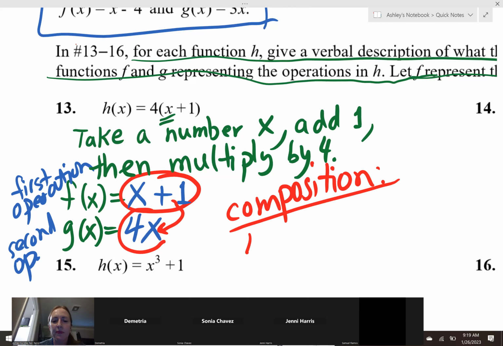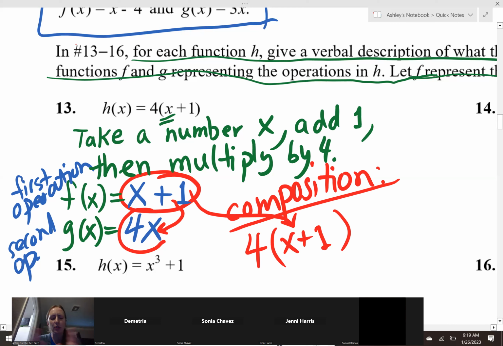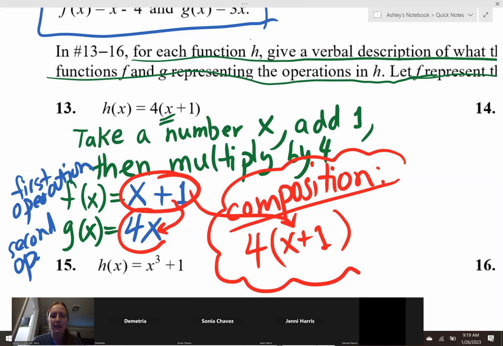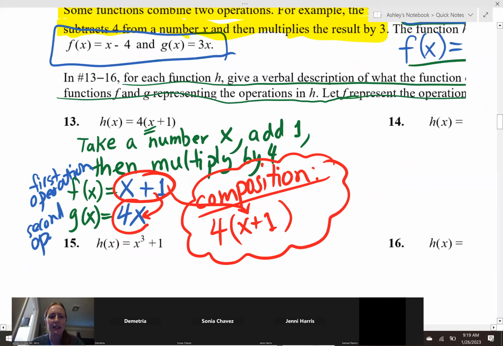When I combine them, I'm going to go 4 times, instead of x, I'm going to put this whole f of x function inside, x plus 1. So there won't be 2 x's. Instead of combining the x's, making 2 of them, one of them is replacing another one. So there's still only one. It's a weird thing to wrap my mind around. I had a really hard time with that as a student. It took me a very long time to get it. But I think the more we see it, the easier it'll be.